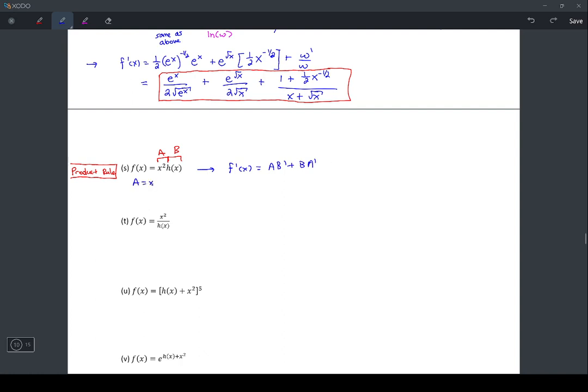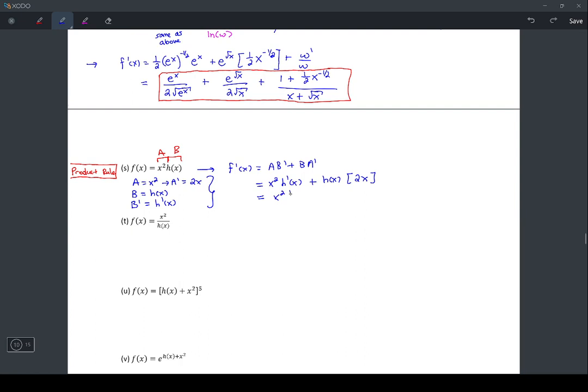A is equal to x squared. So a prime is just 2x from the power rule. B is equal to h of x. So b prime is just going to be h prime. That's the best we can do. We can't do anything better. So we plug all that in. We have x squared times h prime of x plus h of x times 2x.